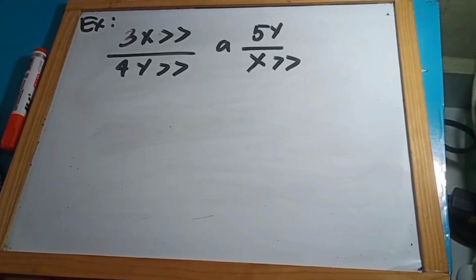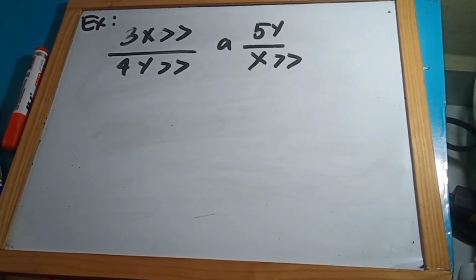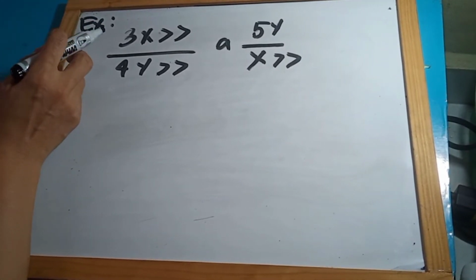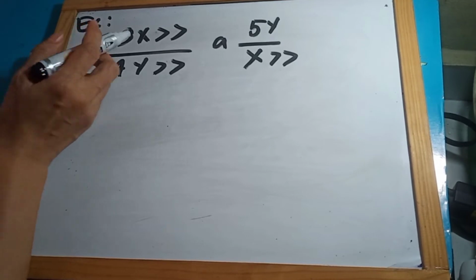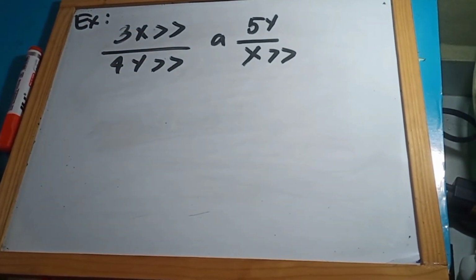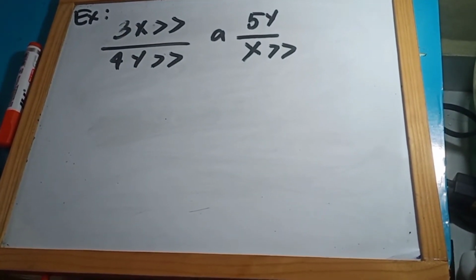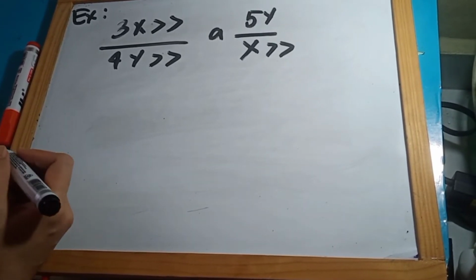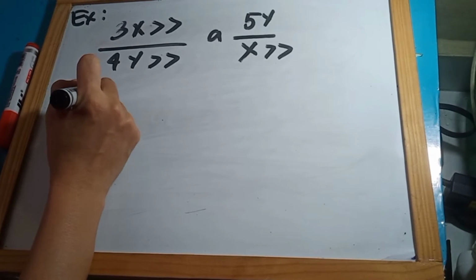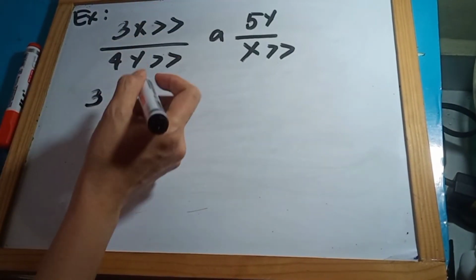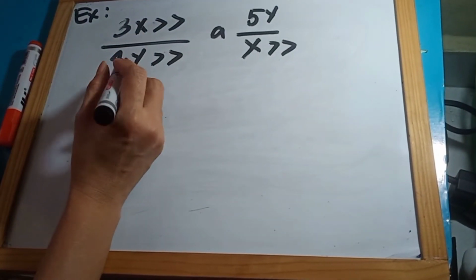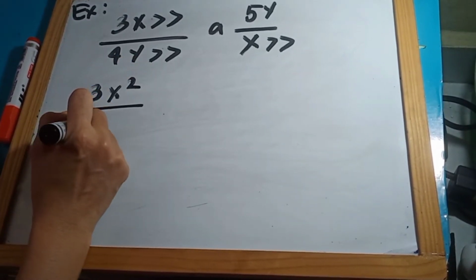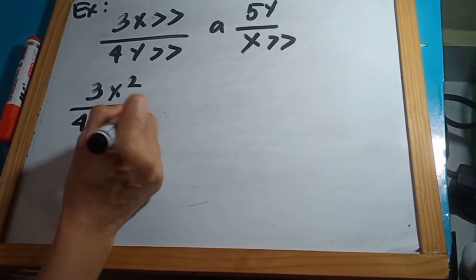Alright, so let's have another example na pwede nating ma-encounter sa LET. So, ganito siya na kung isusulat siya sa LET. So, 3x tapos may ganyang symbol. So, bago natin i-solve, para hindi tayo malito, i-rewrite muna natin yung given expression. So, sabi natin, kapag may nakita tayong dalawang parang arrow na ganyan, so that is 3x squared over 4y squared.